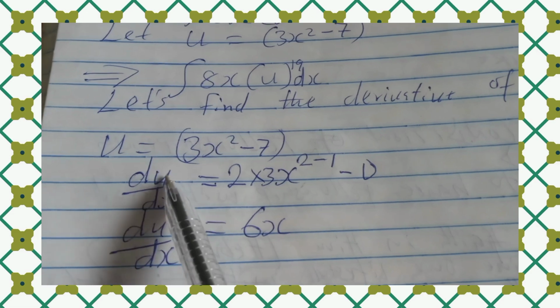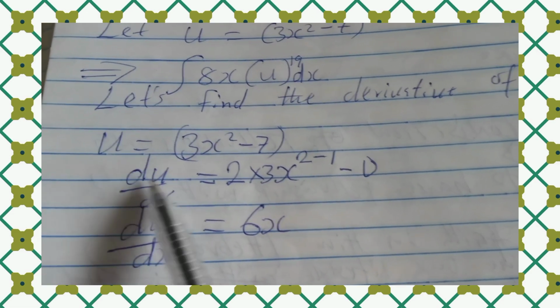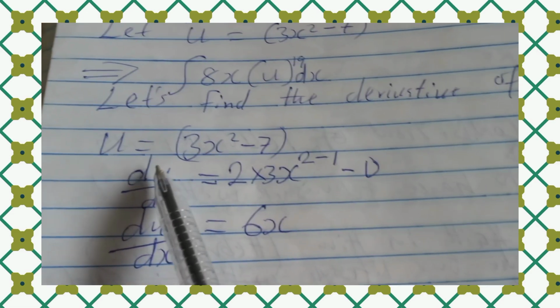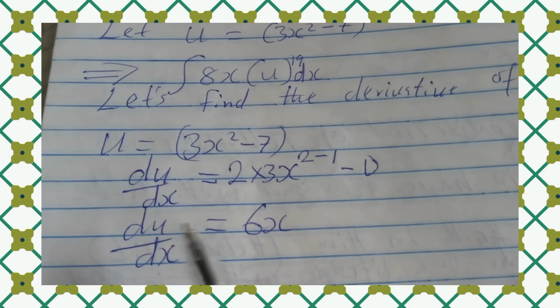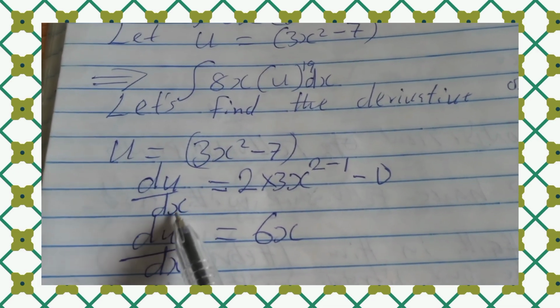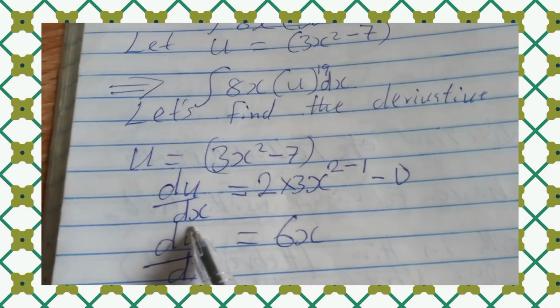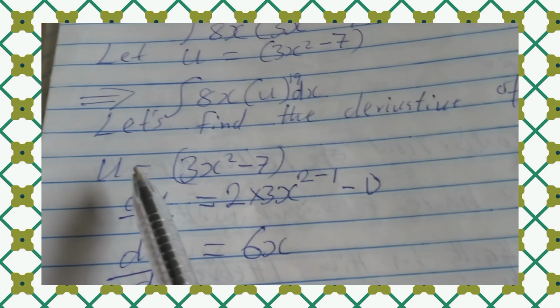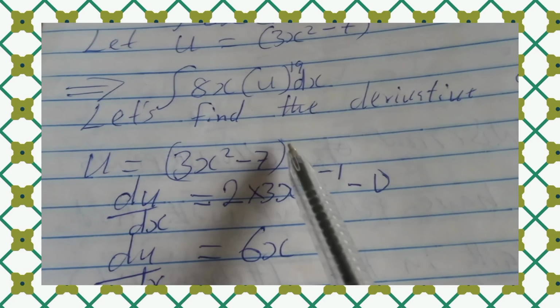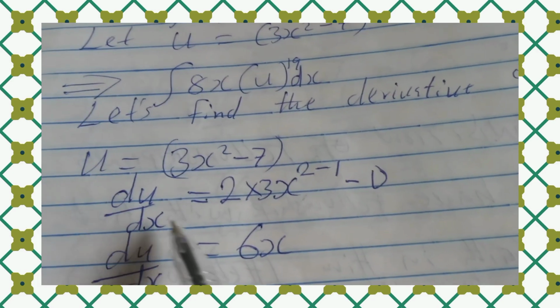This du over dx simply means that we are finding the derivative of u. That's why we have du on top of the denominator, with respect to what? x. That is why I have the dx here. So the derivative of u with respect to x, where u is equal to 3x² − 7. So we are deriving this u with respect to x.